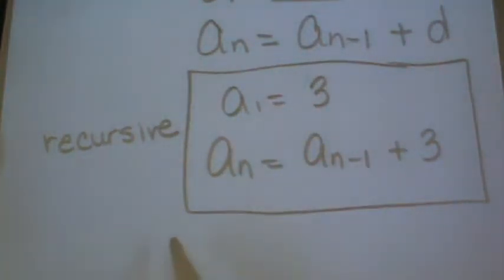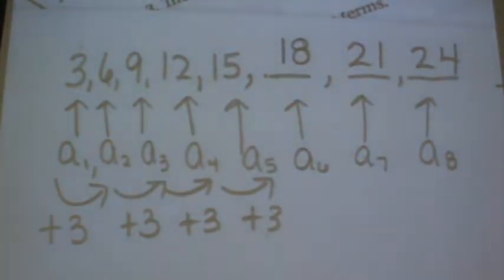Recursive is only good when you want to find the next term in the sequence. So if someone gives you the 5th term and they give you the common difference, you can find the next term by adding whatever the common difference is. But when you want to jump and find the 100th term, and you know the pattern, this is what you're going to use. It's called the explicit formula.